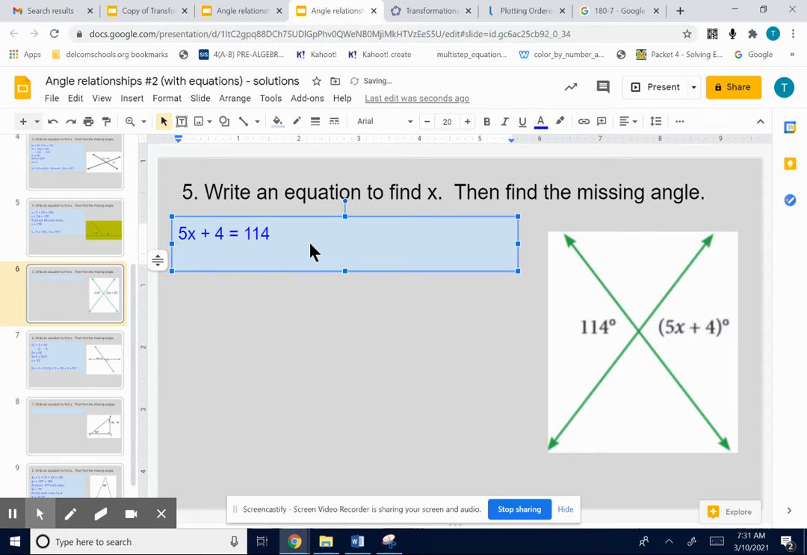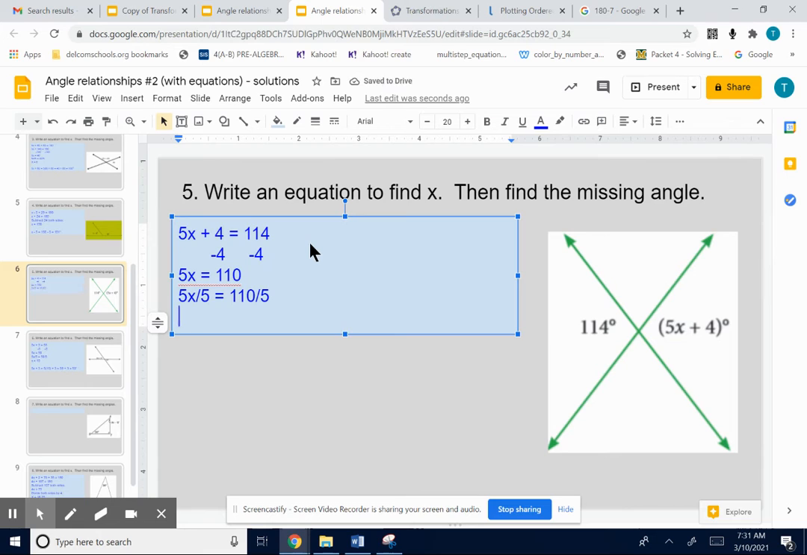I can solve this. This is a nice two-step equation. I don't have any like terms to combine together in this problem. But I can subtract 4 from both sides, leaving me with 5x equals 110. I can then divide each side by 5 to get rid of the multiplied 5. And I get x is equal to 22.